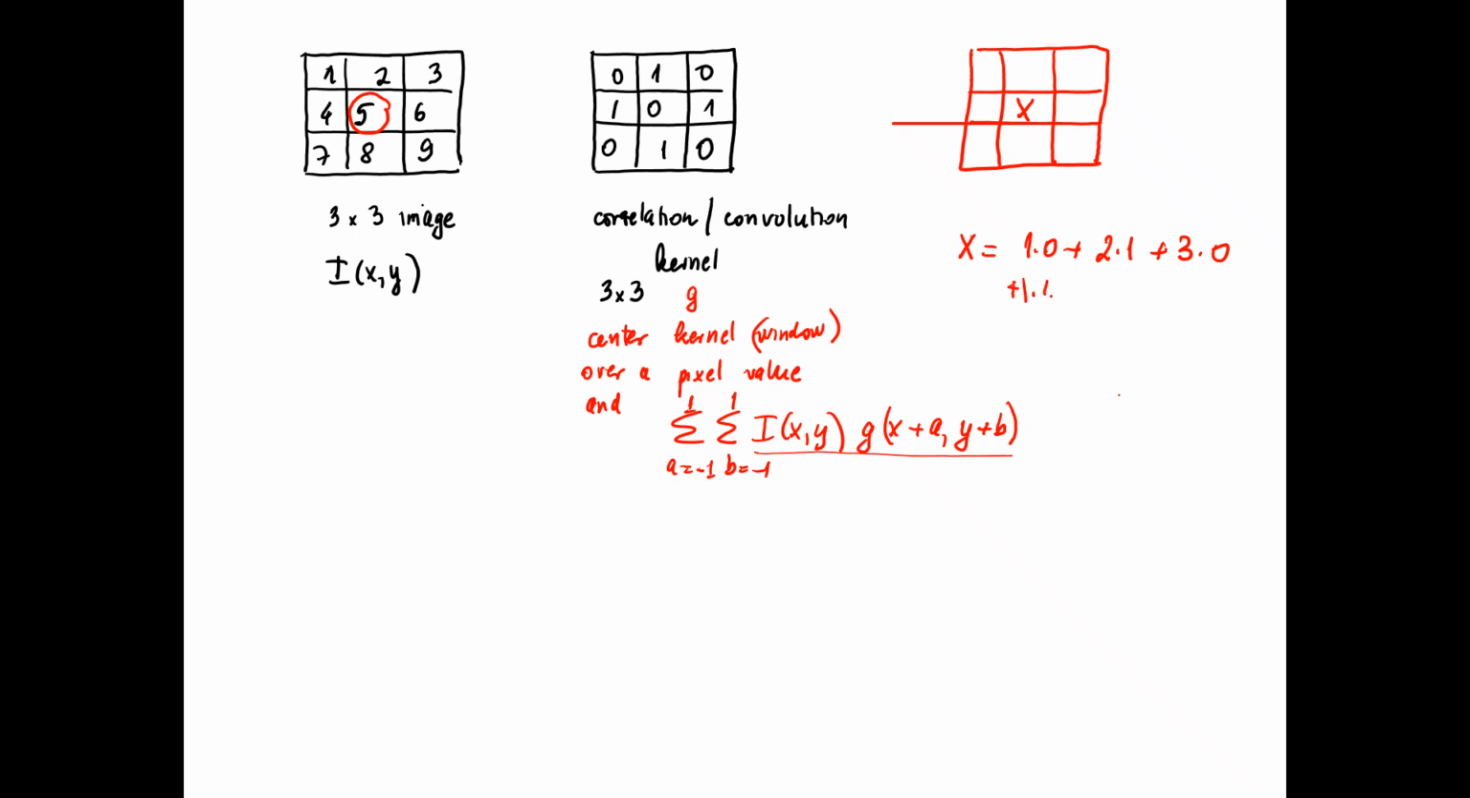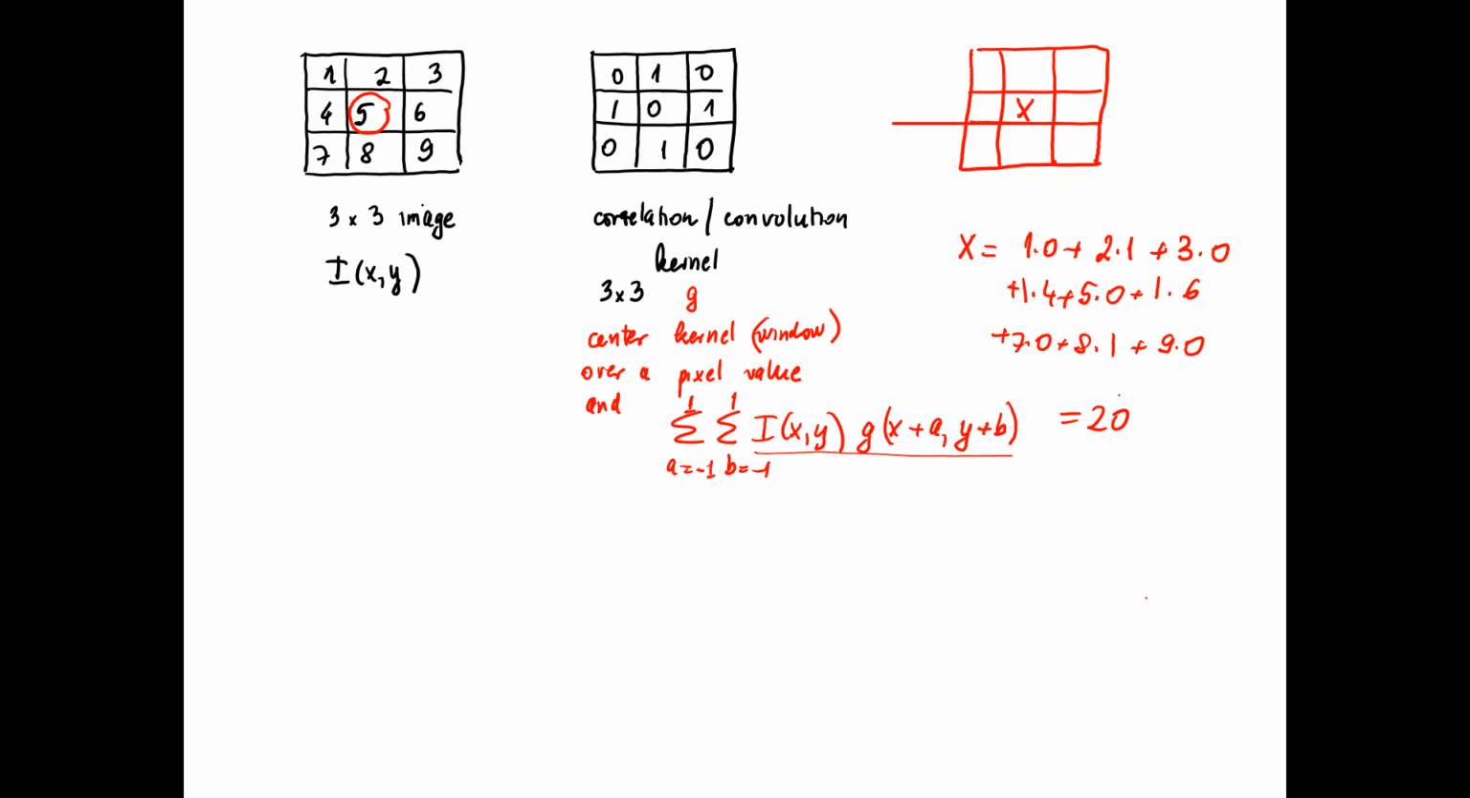Plus 1 times 4 plus 5 times 0 plus 1 times 6 plus 7 times 0 plus 1 times 8 plus 9 times 0, right? And what it really is, 2 plus 6 plus 8 plus 4, which is 20. So my convolved image will have 20 in the middle.